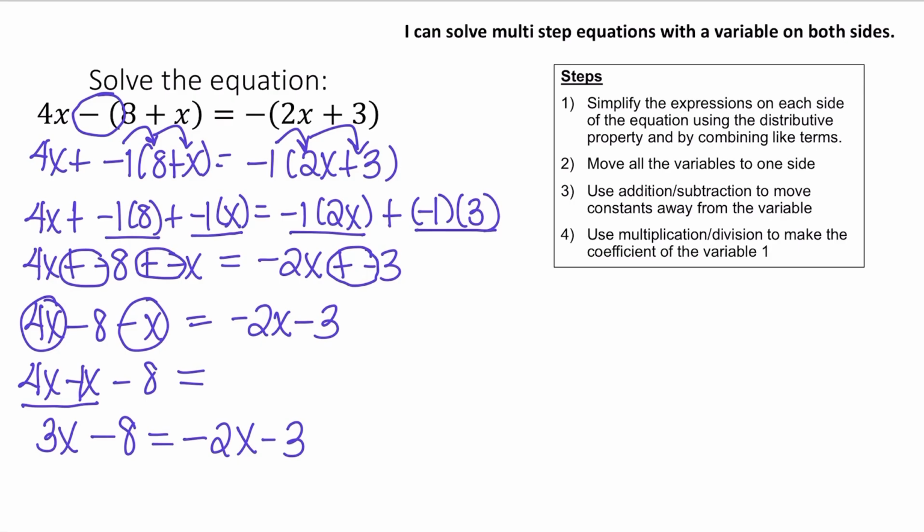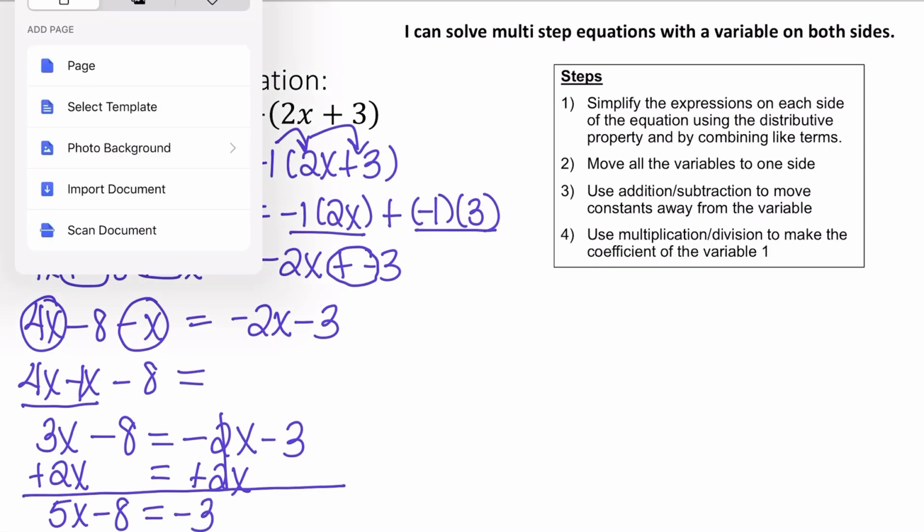So now I need to move all of my variables to one side of my equation. So this minus 2x, I'm going to do the opposite, and I'm going to add 2x to both sides. So when I do that, I get 3x plus 2x, which is 5x, minus 8 equals, minus 2x and plus 2x will cancel, so negative 3. So 5x minus 8 equals negative 3.